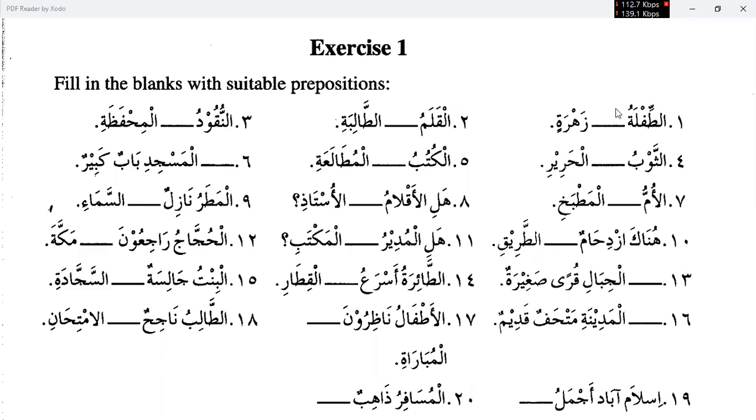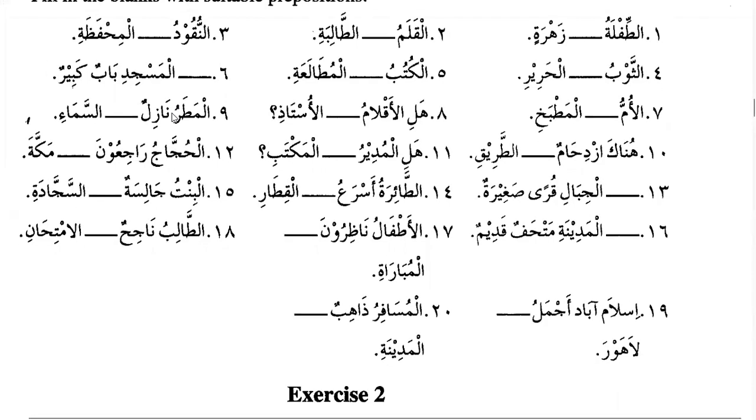Ma? At-tiflatu ma'a zaharatin. The child is with the flower, okay? You can say at-tiflatu ka zaharatin, the baby child is like a flower. Next. Al-kalamu bit-talib, okay? An-nukudu. The cash. Al-nukud means cash. Al-mehfaza, wallet. Al-nukudu fil mehfaza. In this way you will do it.